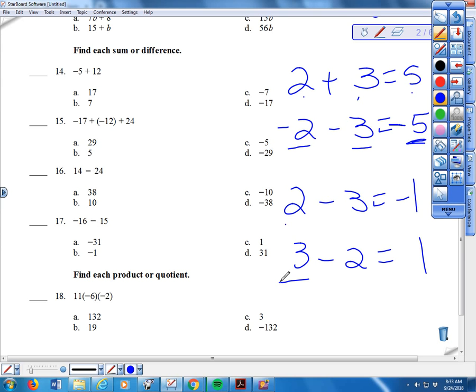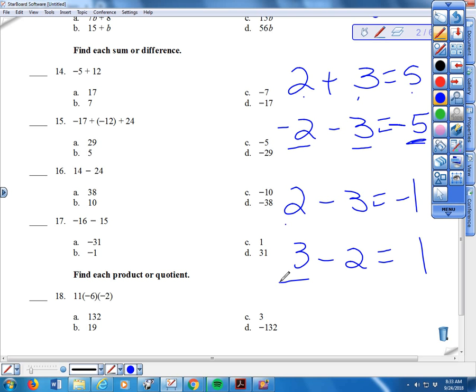Okay, next one. We have negative 17 plus negative 12 plus 24. Well, first off, how could I rewrite this without two signs right next to each other? What's this equal? Negative 17 minus 12. Yes. Right? And then plus 24. So let's focus on the negative 17 minus 12. They're the same sign. Am I going to add these or subtract them? Add them. If they're the same sign, you add.